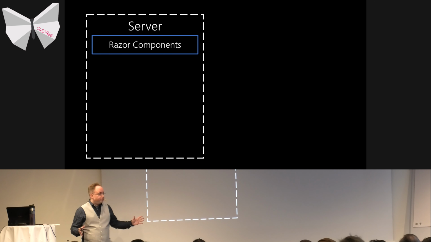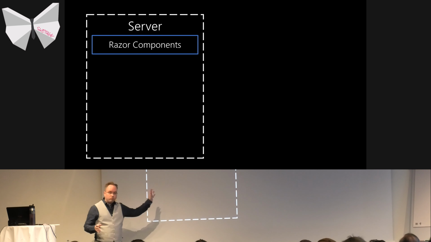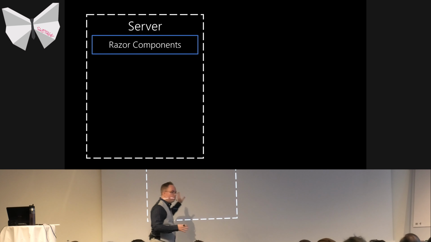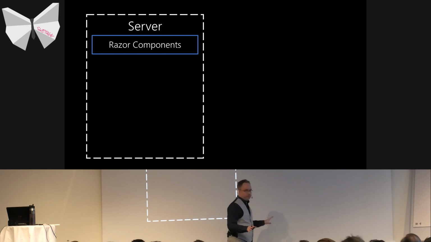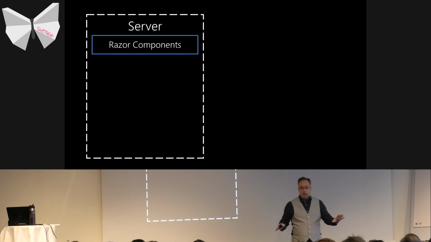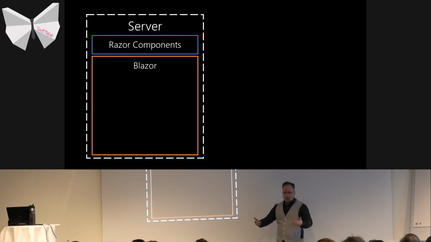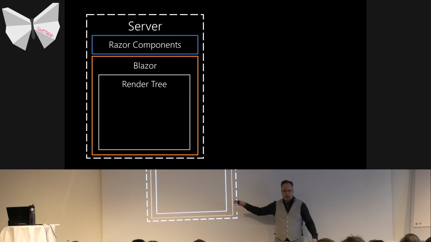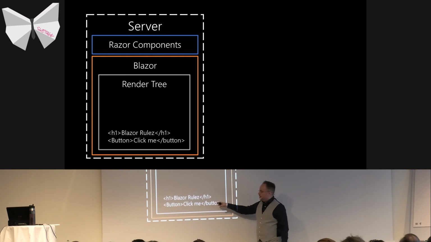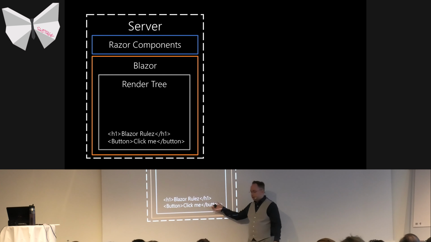So it works like this. We have a server with Razor components. The Razor components know nothing about Blazor at this point. Then we have Blazor. Blazor is going to run upon that. So the Razor components are going to create an output. That output is going to come into a render tree. Blazor is going to create a render tree. So we will have, in this case, an H1 and a button.